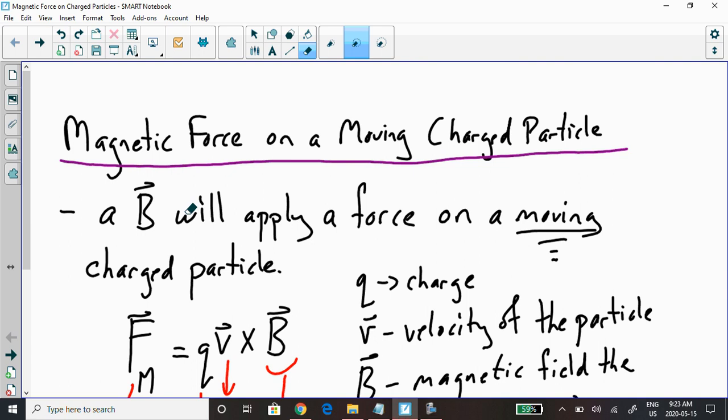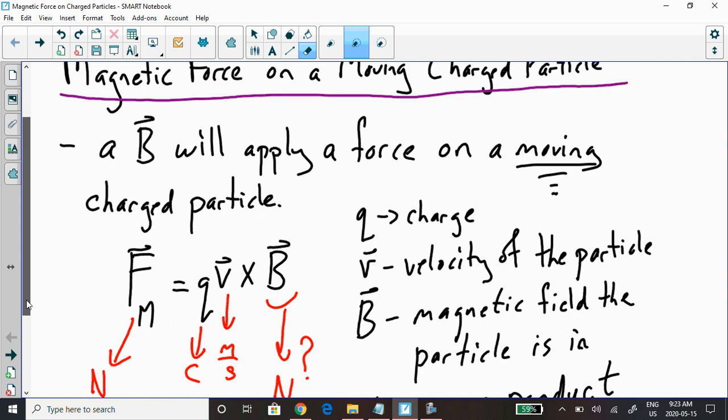We used our right-hand rule. We learned that it leaves the north-seeking pole of a barred magnet, enters the south-seeking pole of a barred magnet, all those things we learned in grade 11. It's a vector. There's a direction. So a magnetic field will apply a force on a moving charged particle. And we have an equation for that.